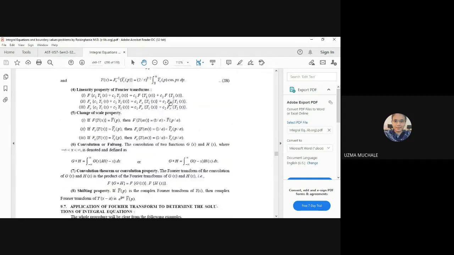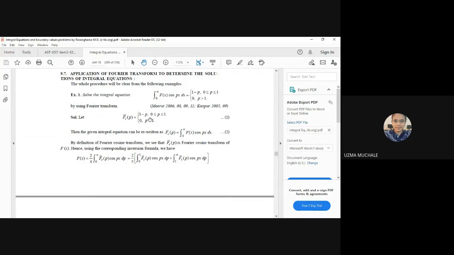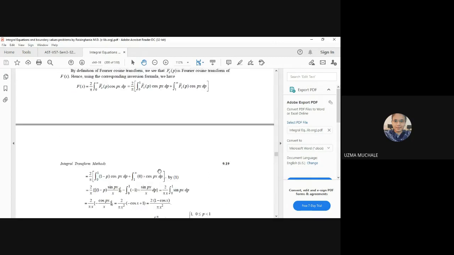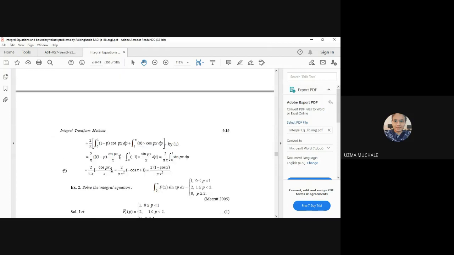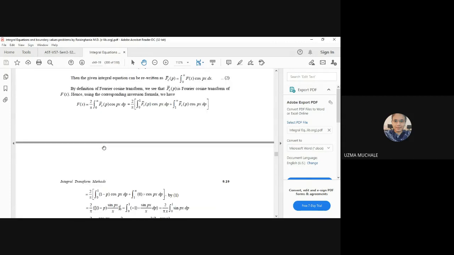So we can write it as F_c of p, and then we can write this equation in the form of two different intervals, 0 to 1 and 1 to infinity. 0 to infinity is divided into two parts, 0 to 1 and 1 to infinity, because here the interval is divided into 0 to 1 and greater than 1. Then just simply divide the interval and use the formulas of the Fourier cosine transform.